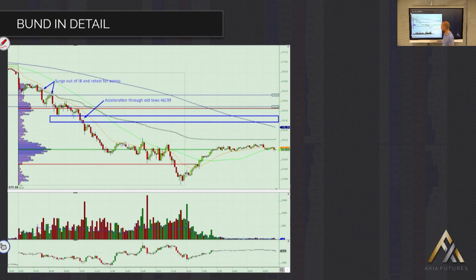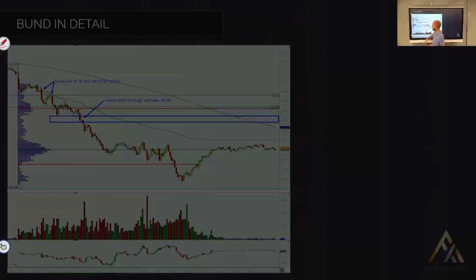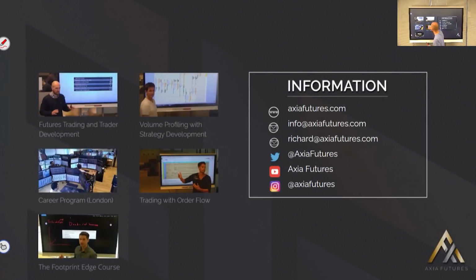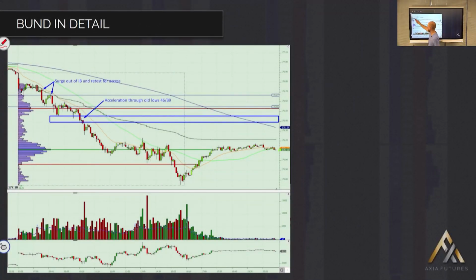In terms of where you could actually access this trade, the big clue comes here. You get a surge straight on the cash open, or sorry, just out past the cash open. Just past the cash open, surge down, delta up, volume up, drives out of the IB, retest of the IB at 67, there's your chance. That's your clue that this is looking like a reversal of the one time framing.